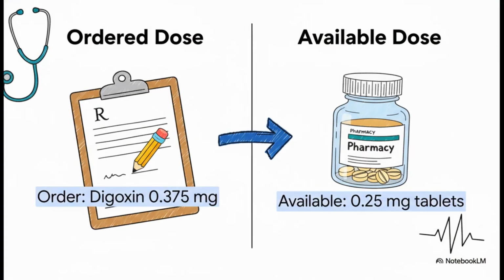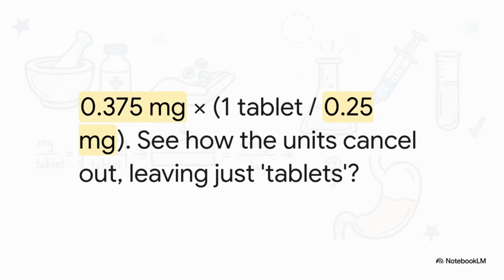Okay, so here's the situation. The provider's order is for digoxin 0.375 milligrams. We go to the med cart, and what do we find? We've got digoxin tablets that are 0.25 milligrams each. So we've got our ordered and our available. Now let's plug this into our formula. We start with what was ordered, 0.375 milligrams. Then we multiply it by our what's available fraction, which is 1 tablet over 0.25 milligrams.